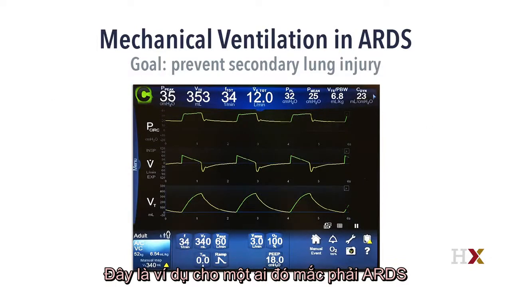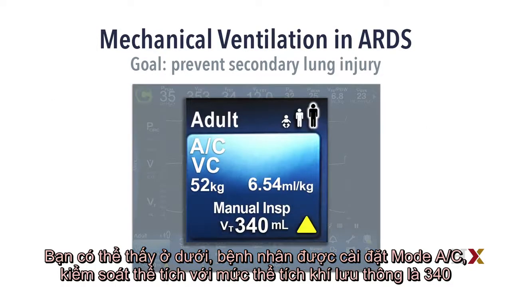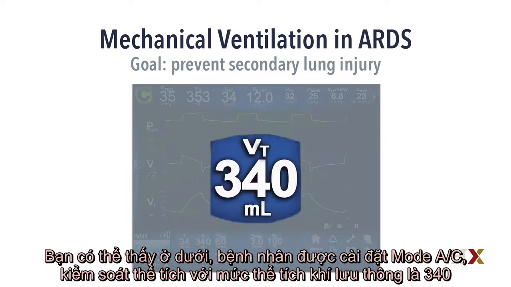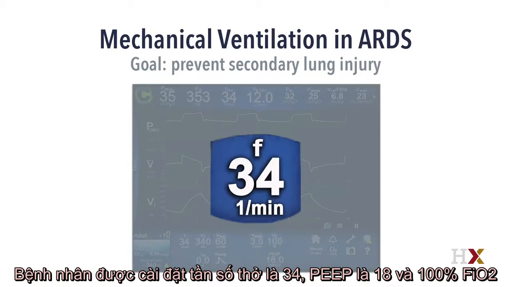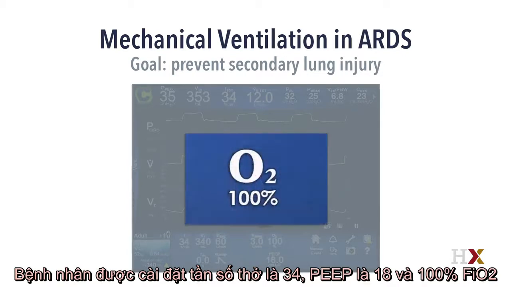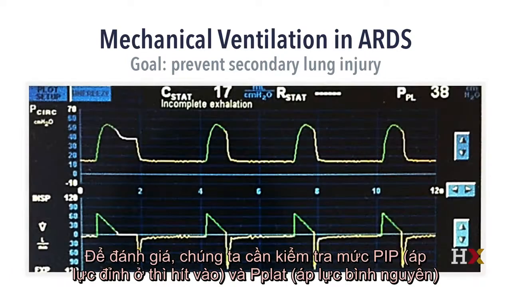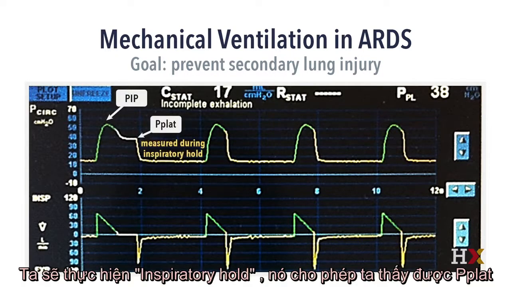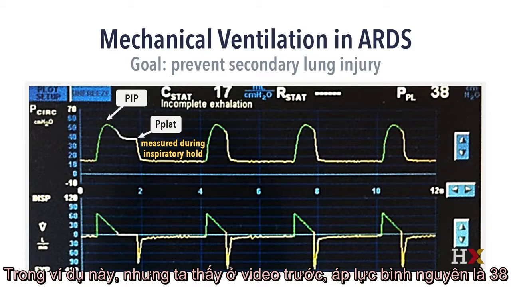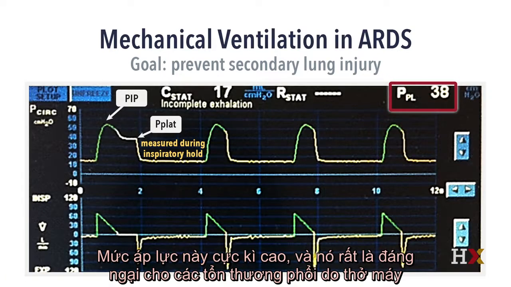Here's an example screen of somebody who has ARDS. You can see at the bottom that the patient is set on assist control volume control ventilation with a tidal volume of 340. The patient is set at a respiratory rate of 34, a PEEP of 18, and is on 100% FiO2. To review, we want to check the peak inspiratory pressure and the plateau pressure. We perform an inspiratory hold, allowing us to see the plateau pressure. In this example, as we saw in the prior video, the plateau pressure is 38. This pressure is extremely high, and it's very concerning for lung injurious ventilation.